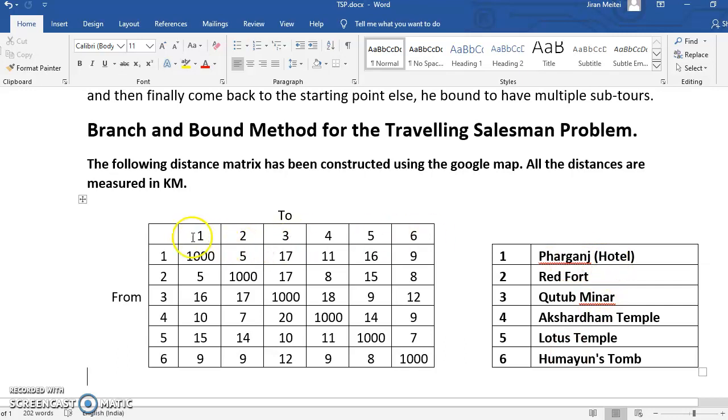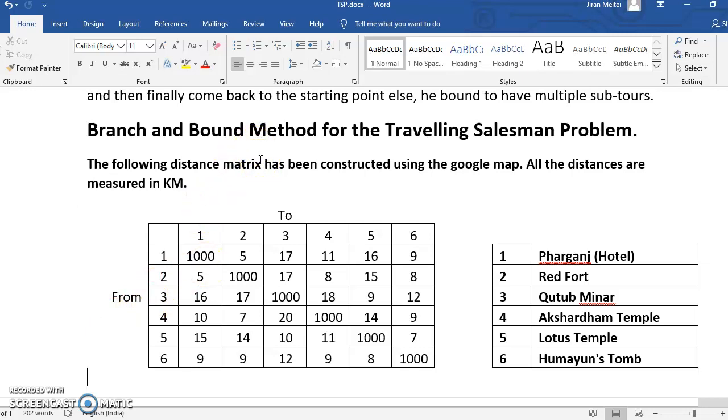For this, I have constructed a distance matrix. Over here, 1, 2, 3, 4, 5, 6 are representing these 6 different points. 1 to 2 is the distance from Paharganj to Red Fort. 1 to 3 is the distance from Paharganj to the Qutub Minar. 1 to 1 is not allowed, that's why I've taken a very large number. So this is a distance matrix. Over here, Dij is not necessarily equal to Dji, meaning 1 to 3 is not necessarily equal to 3 to 1.